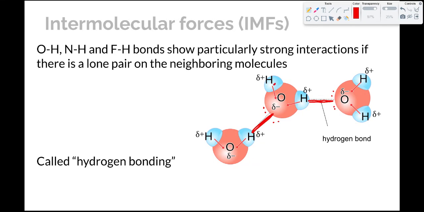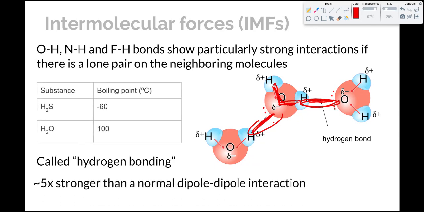So let's not get confused. The bond of this hydrogen atom to this oxygen and this hydrogen atom to this oxygen, those are intramolecular forces. Those are just covalent bonds. Hydrogen bonding is the between-molecule interaction. That's called hydrogen bonding, and it's about 5 times stronger than a regular dipole-dipole interaction. We can see that with the contrast between water, which has hydrogen bonding because it has an OH bond in it, and H2S, which is a very similar structure, but does not do hydrogen bonding because there's no OH bond in there.